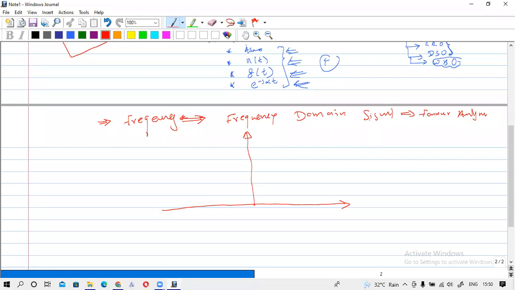So what is a frequency domain signal? What is meant by a frequency domain signal? Please tell me.